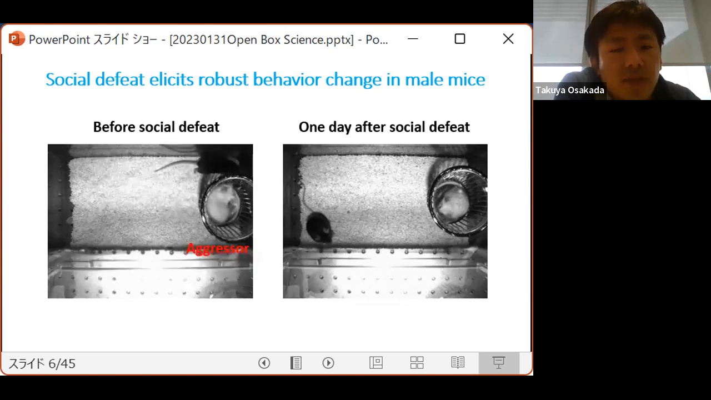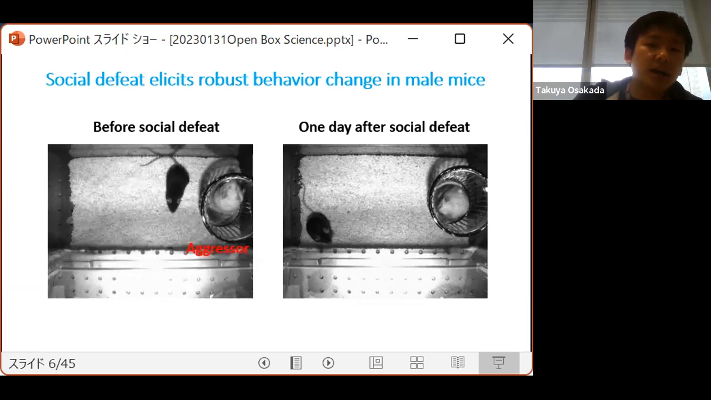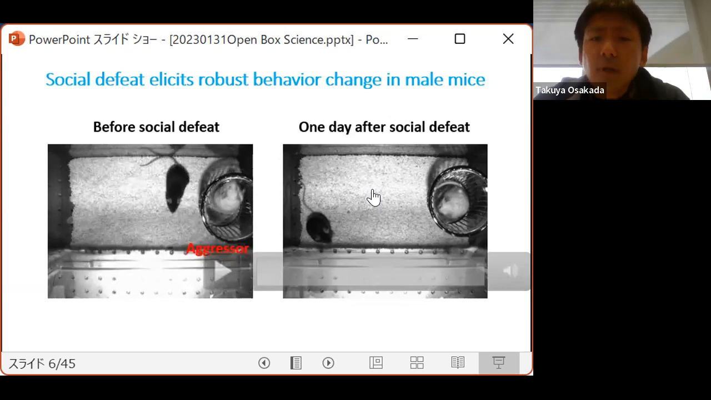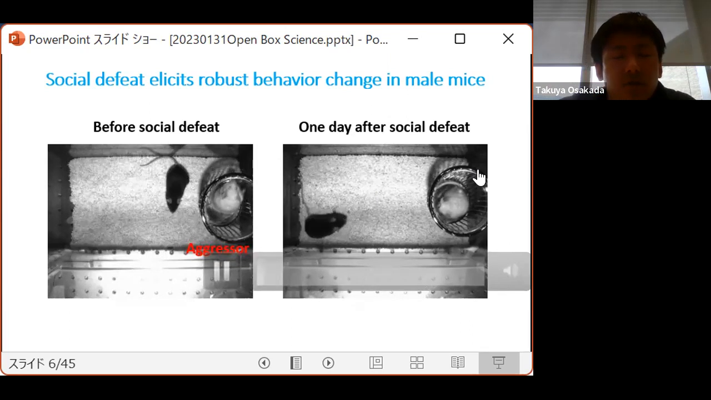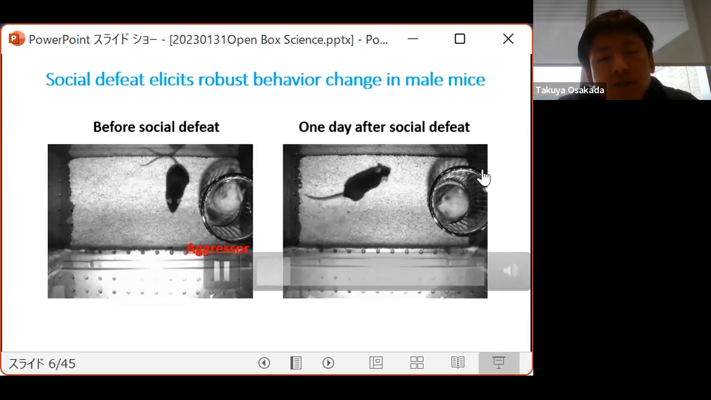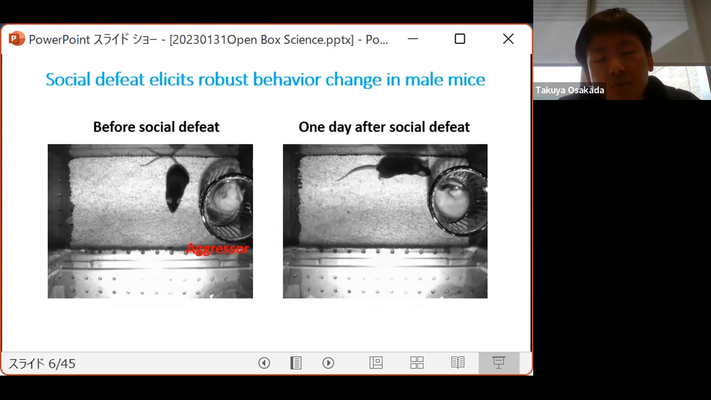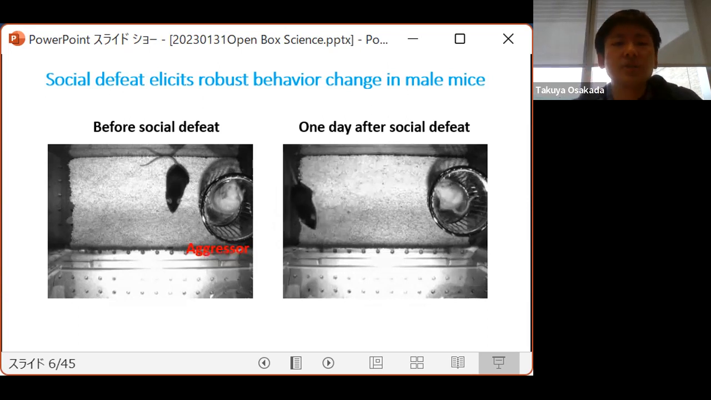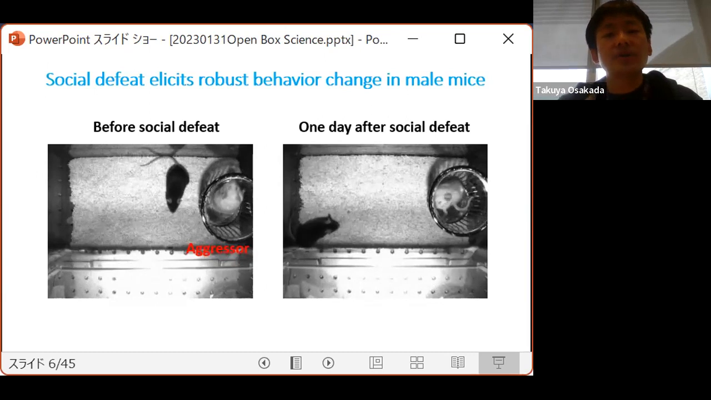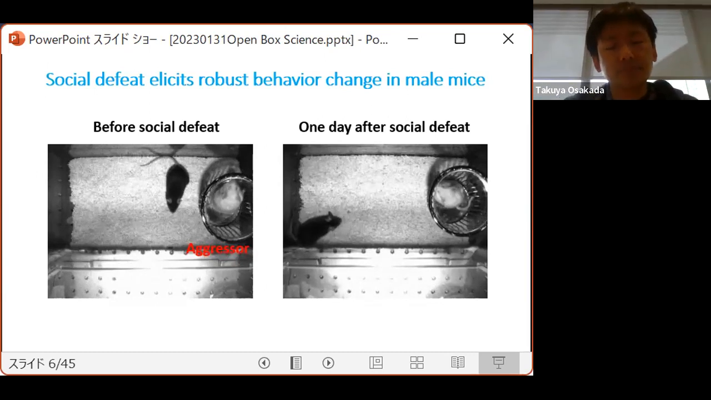This left video is before social defeat. The black mouse is honestly weaker than the aggressor, but the black test mouse easily shows approaching behavior towards the cup, and there are sniffing behaviors around the cup. The second video is also the cup assay, but after defeat. After the defeat experience, initially the black mouse attempts to approach, but shows fearful behavior and stays for a longer duration on the other side of the cup.